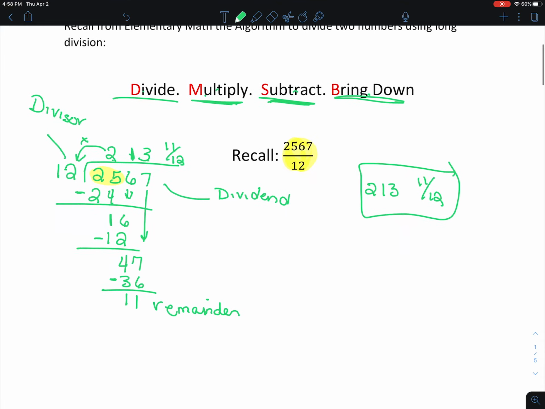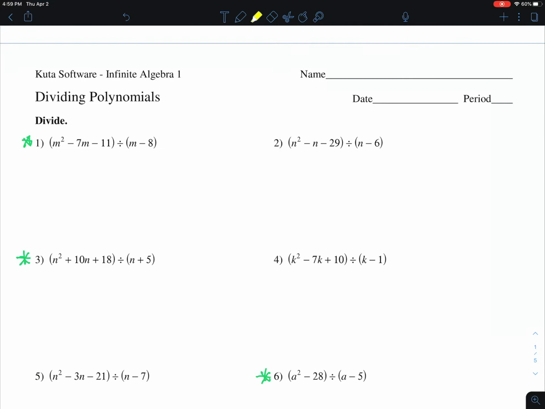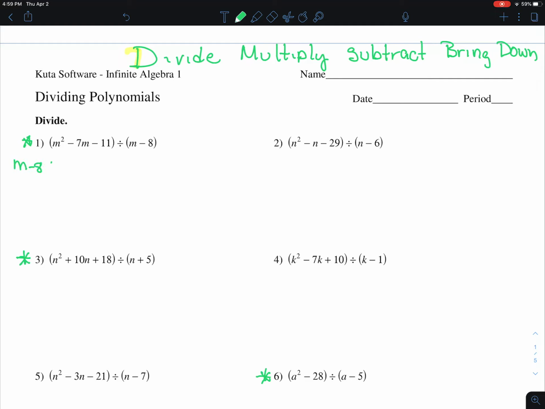So we're going to use that same algorithm to divide polynomials. You ready? So remember, what's our saying? How do we do this? We divide, multiply, subtract, bring down. Say that with me. Divide, multiply, subtract, bring down. So the first thing we need to do is get it to look like we want it to look. We're going to put the divisor outside the house and the dividend inside the house.